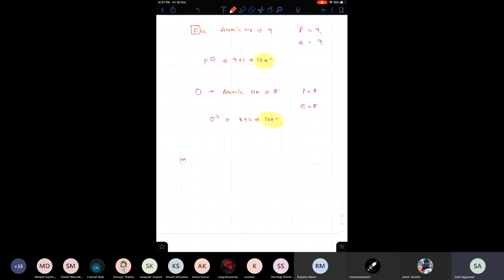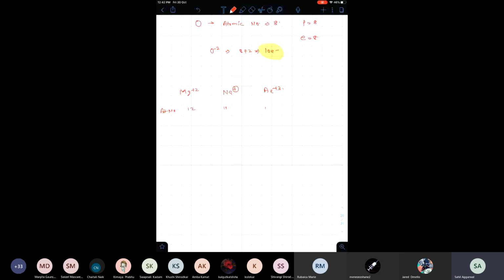If we talk about Mg2+, Na+, Al3+, their atomic numbers are 12, 11, 13. We have to remove electrons: 2, 1, 3. So 10 electrons, 10 electrons, 10 electrons. So all such species which have the same number of electrons are called isoelectronic.